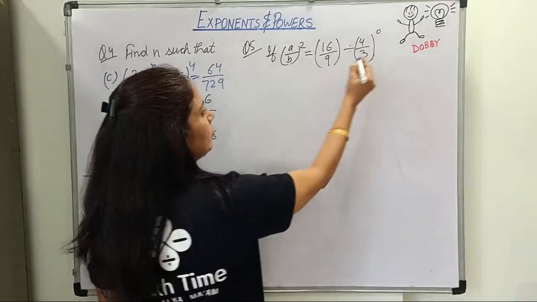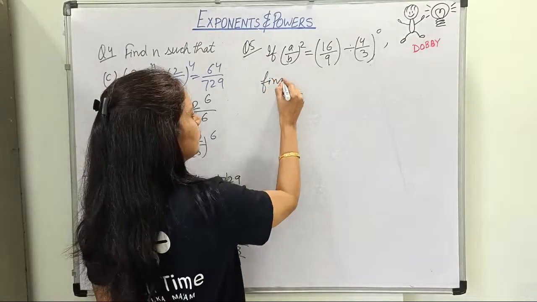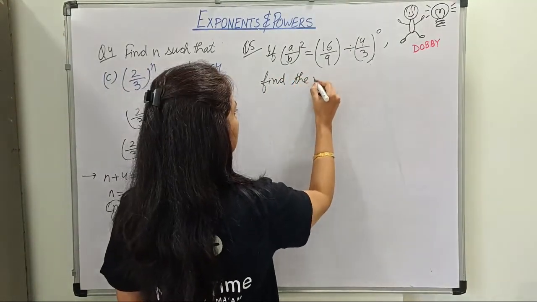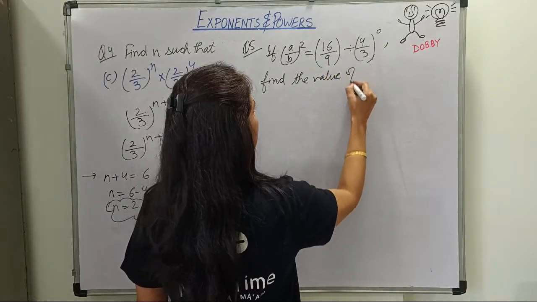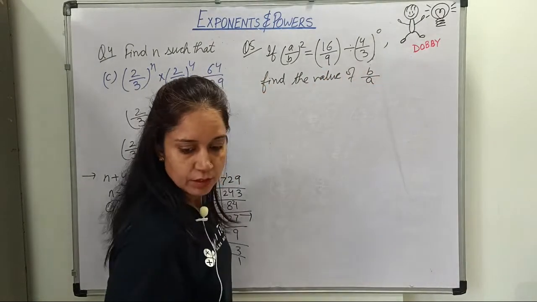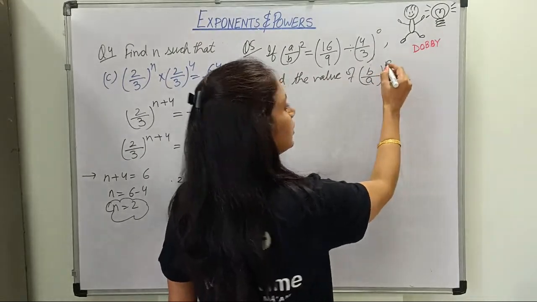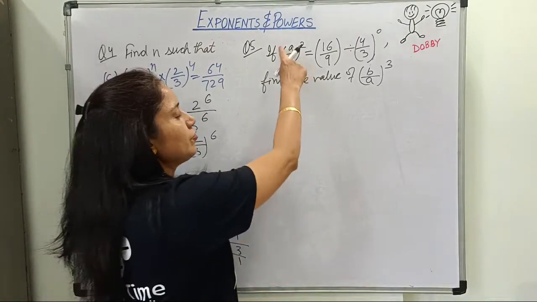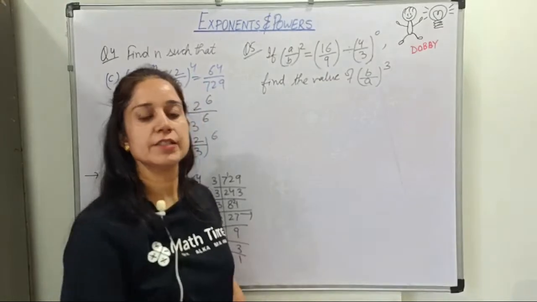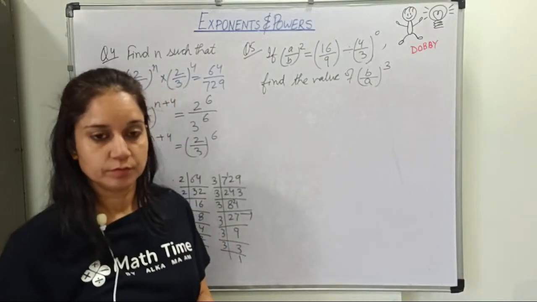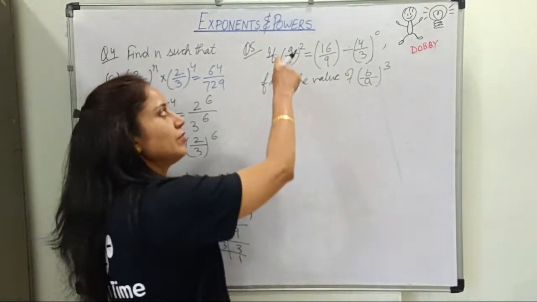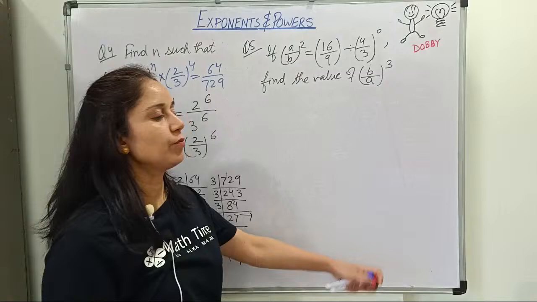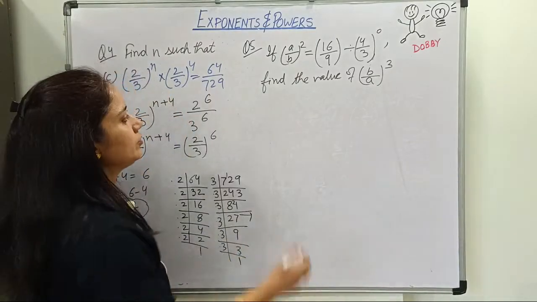And we have to find the value of B upon A raised to the power 3. This is the question. Using the first given information, we have to find the second information. So we have to find the value of A, we have to find the value of B, and both the values we will be putting in the B upon A. So let us start finding.